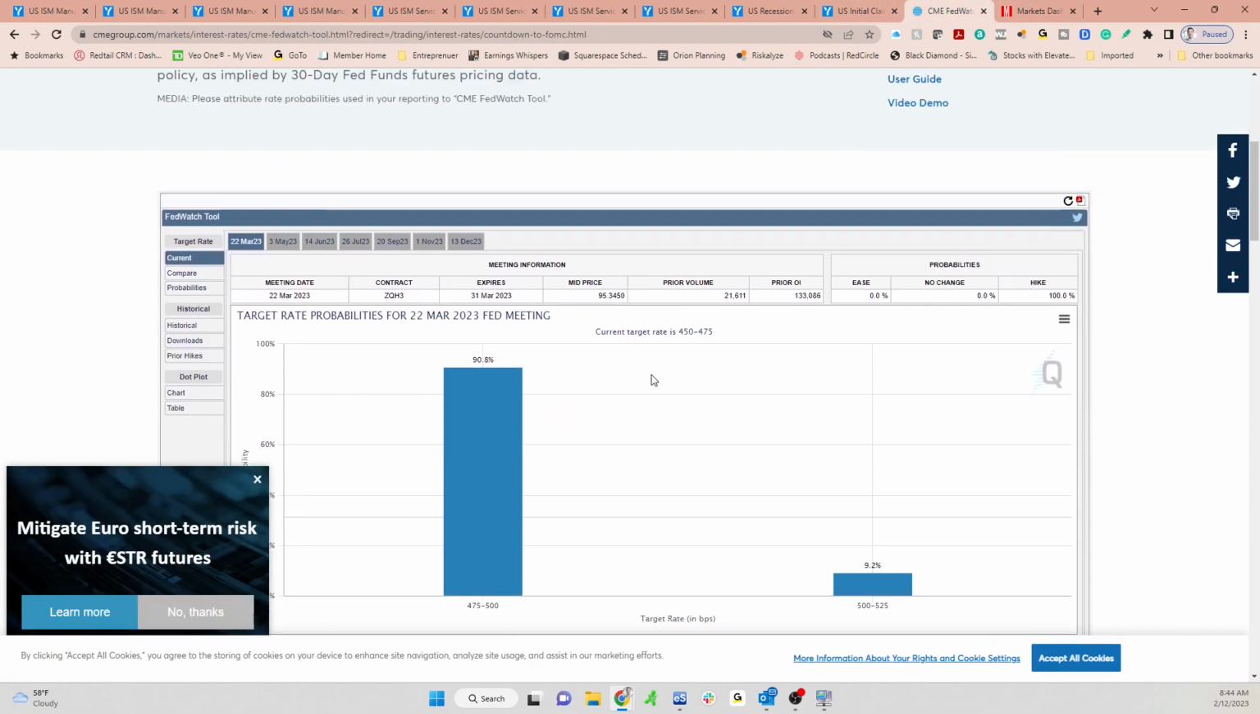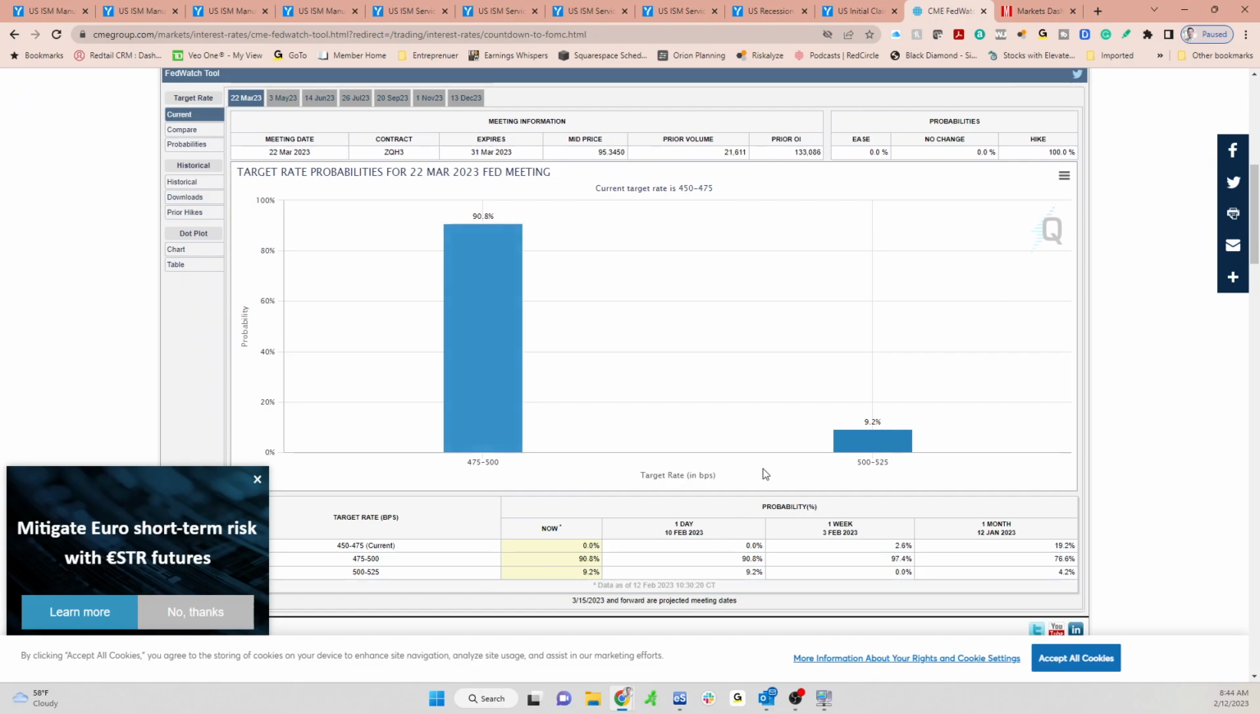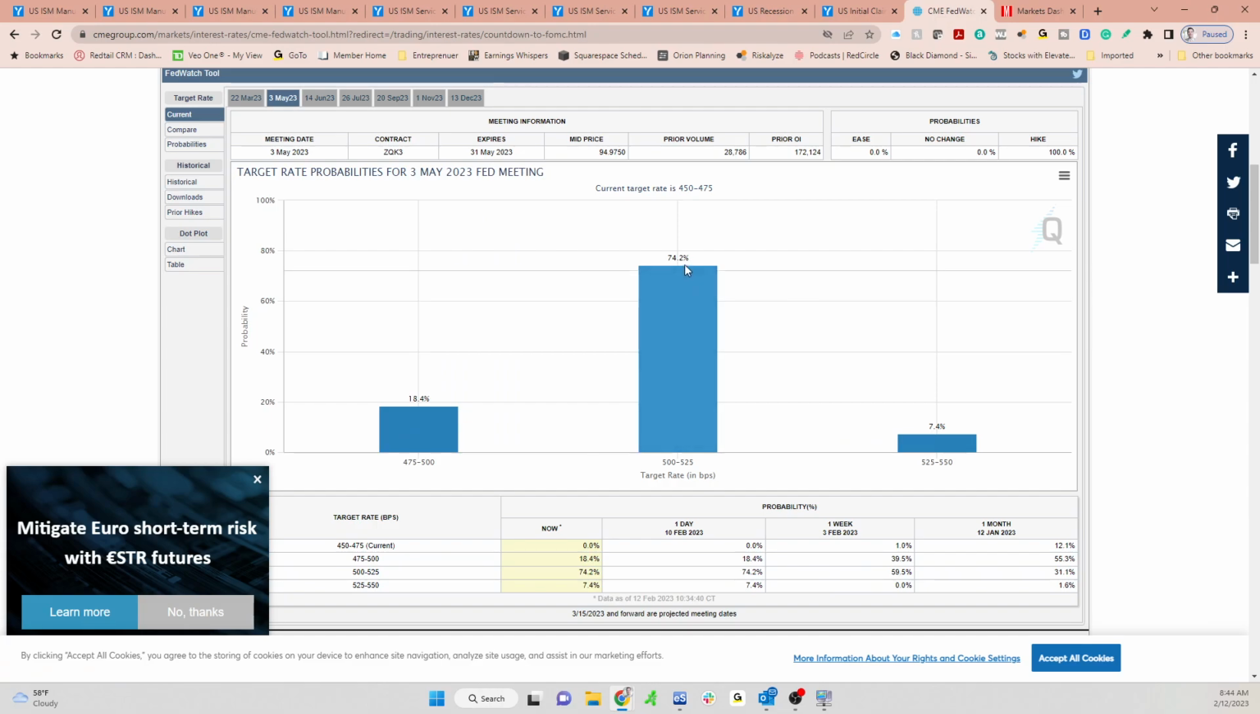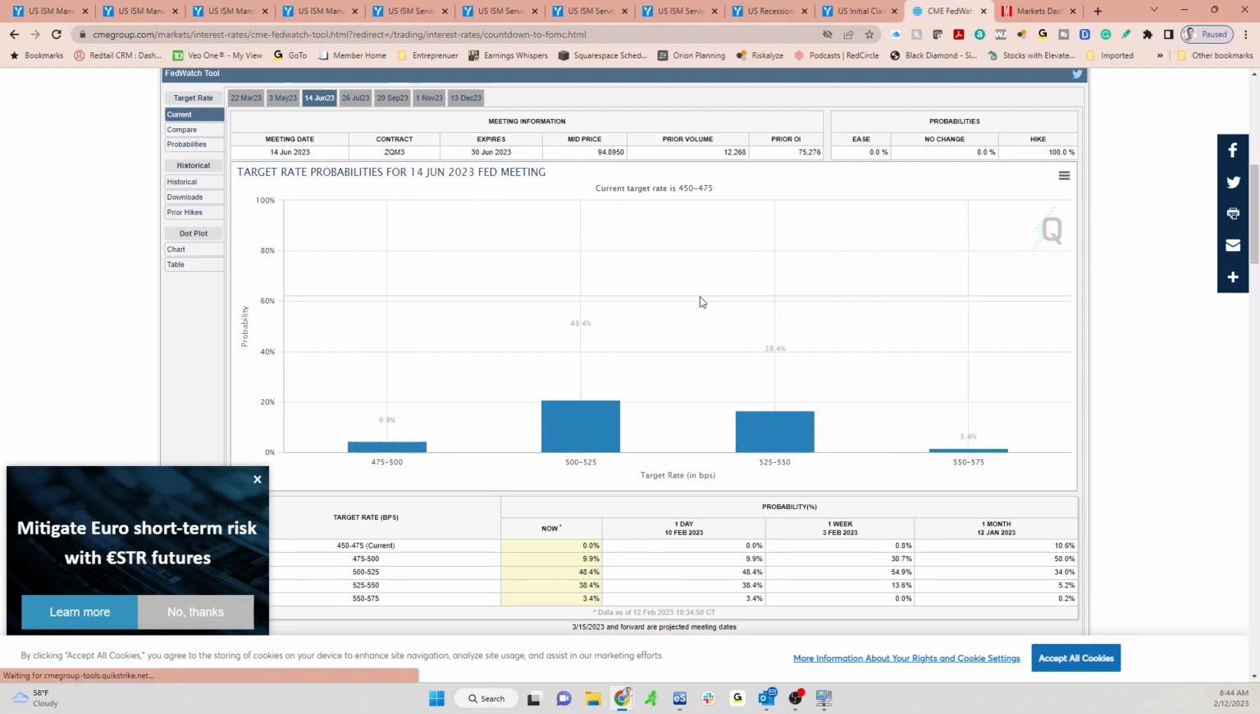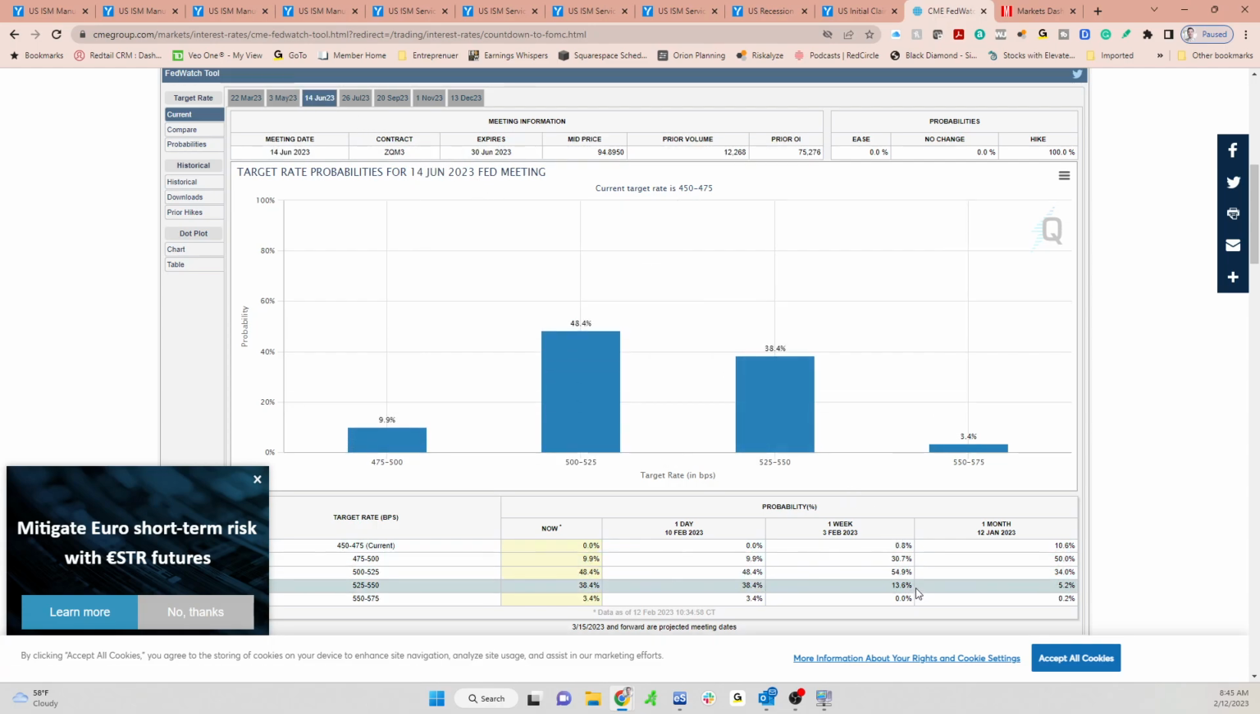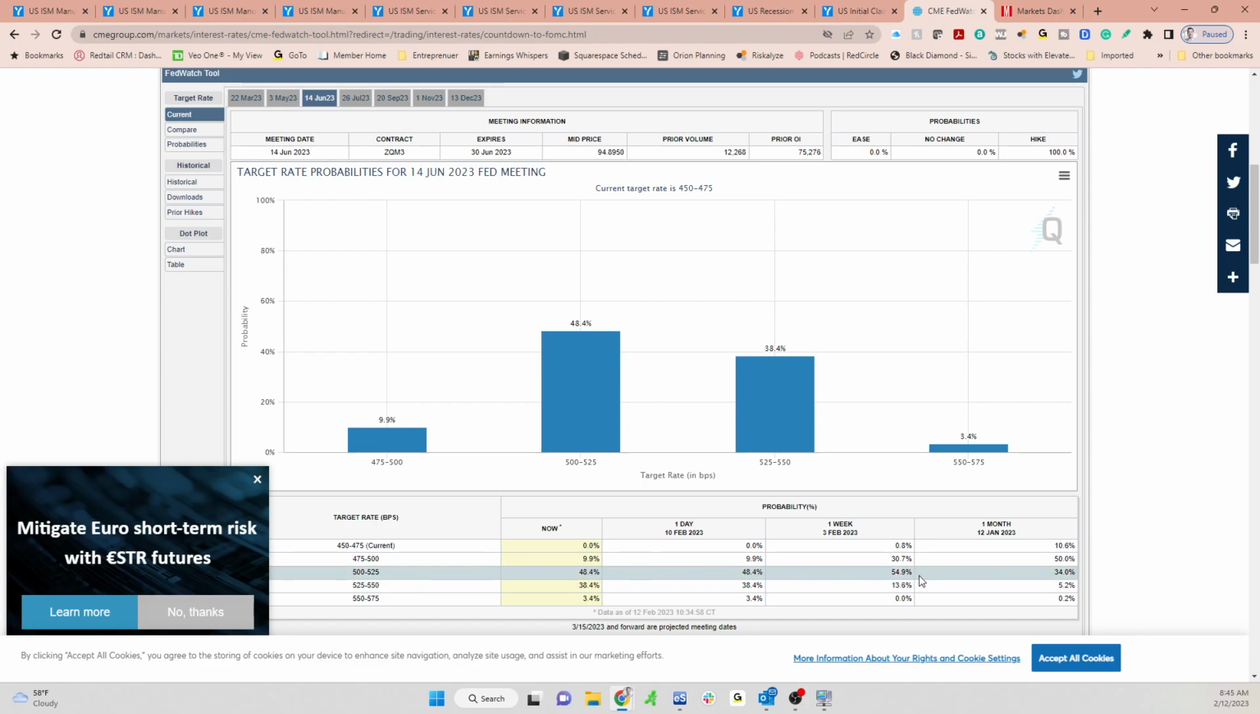Now, here is the CME FedWatch. So 90% chance we'll get a 25 basis point hike in March, which is obviously way up from a month ago, right? And then you have May, that's a 74% chance of another 25 basis point hike, which is way up from a month ago. See this 5.00 to 5.25 range? Well, that was only a 31% chance a month ago, 74% now. So once again, the market is pricing in a higher probability of higher rates.